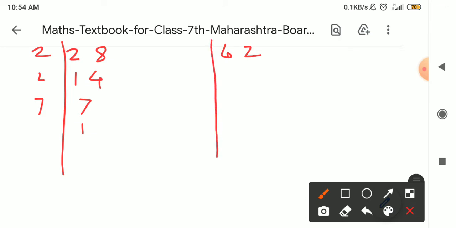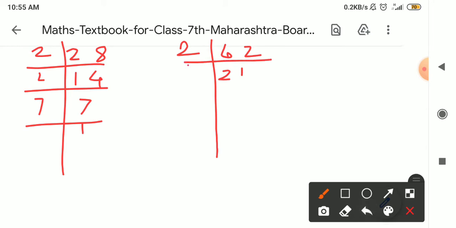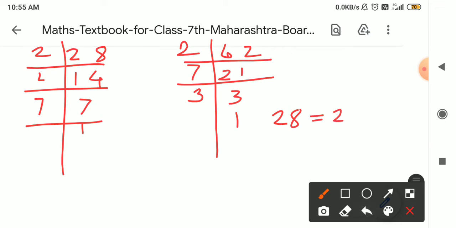Here 42: 2 twos are 4, 2 ones are 2, 7 ones are 7, 7 threes are 21. This number is divisible by 7, and then 3 ones are 3. So the factors of 28 are 2 into 2 into 7, and 42's factors are 2 into 7 into 3.